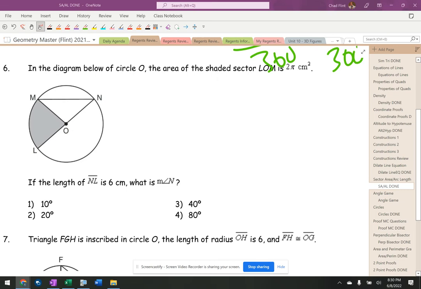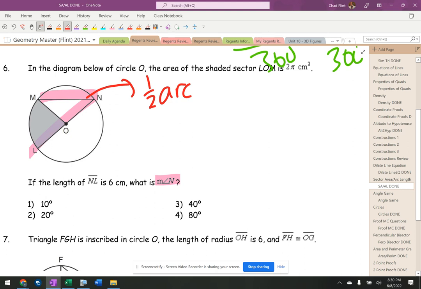This was on the test a number of years ago, but it had a little extra built into it that caused some problems. It wants to know what angle N is. Angle N is over there, and I would write myself a note: this is half the arc. Just write myself a note.